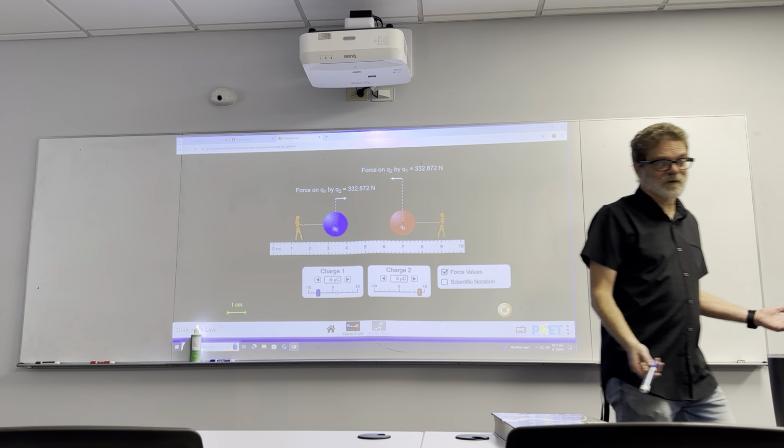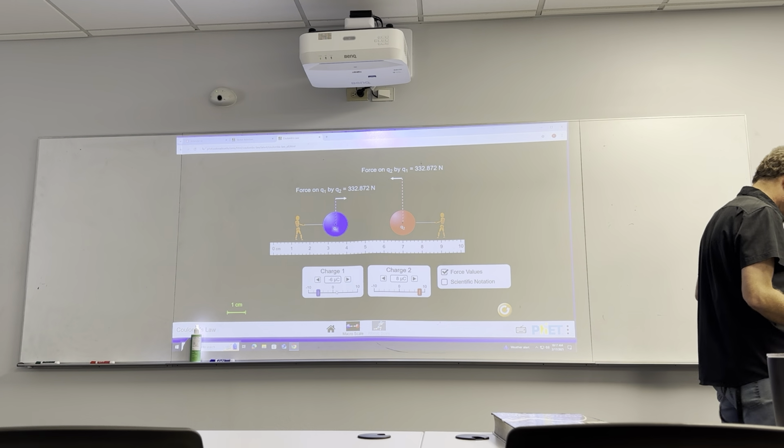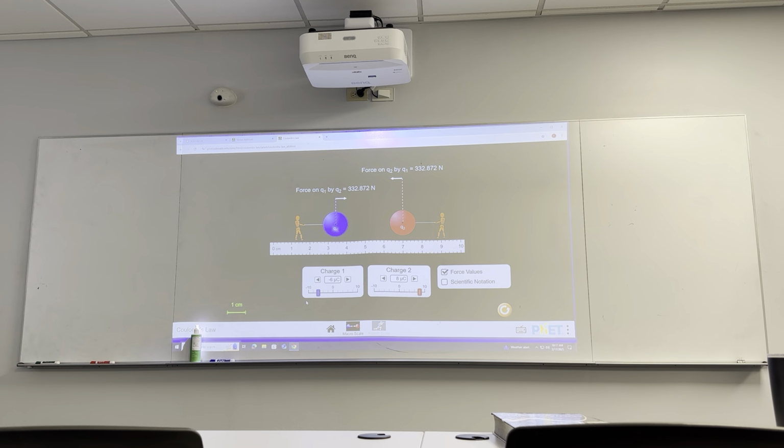This is Newton's third law in effect. Equal and opposite forces, right? Charge 1 exerts a force on charge 2. Charge 2 exerts the equal and opposite force on charge 1. What happens if they're both negative? They repel each other. Like charges attract, right? Nope. Like charges repel. Opposite charges attract.